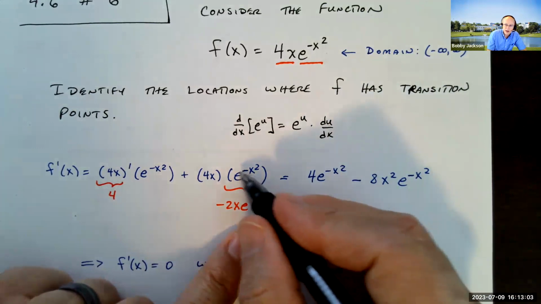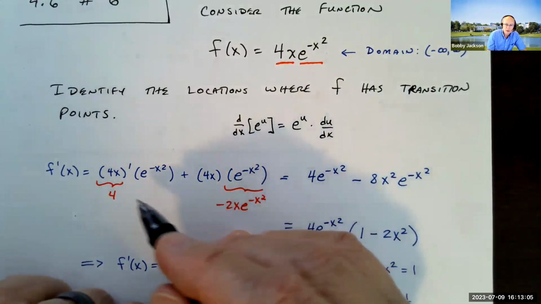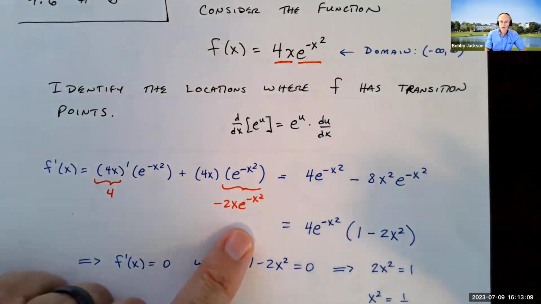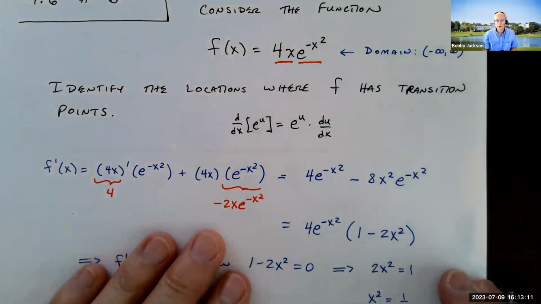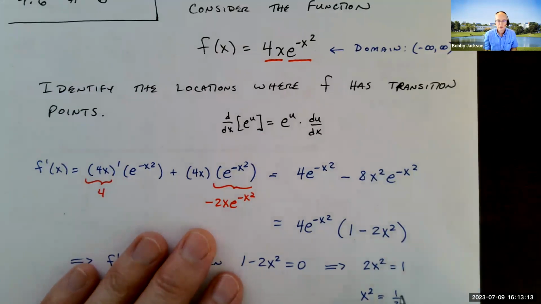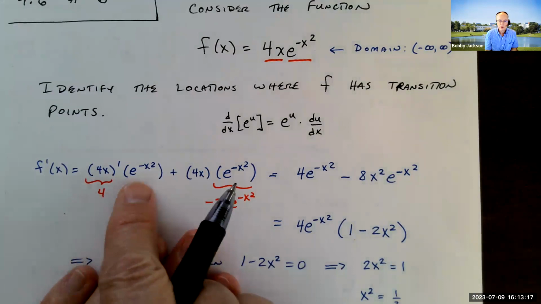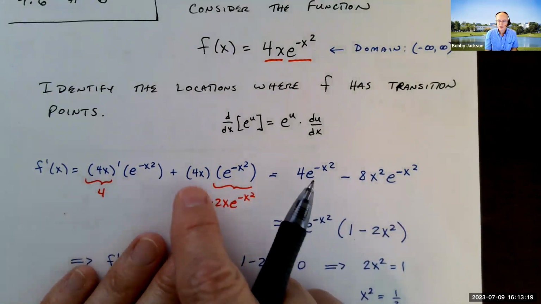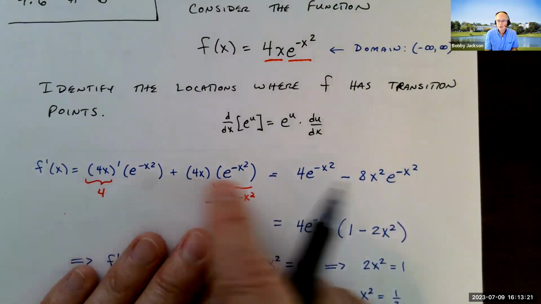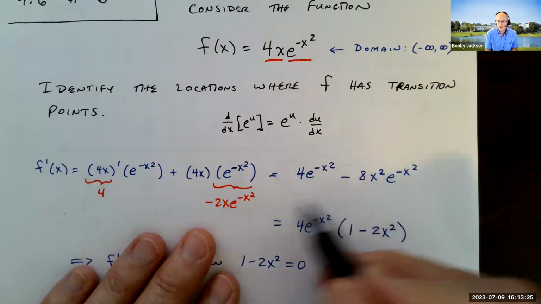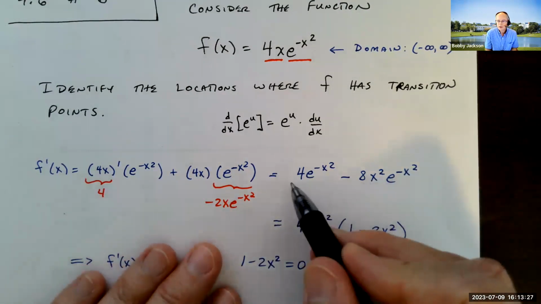Okay, so you've got to know how to do these rules: product rule, chain rule, quotient rule, and the rules for the derivatives of those trig functions and other functions. They'll come up. So we have 4 times e to the negative x squared. Here I get negative 2 times 4, which is negative 8. Notice I've got an x here and an x here, so there's an x squared, e to the negative x squared. So here's my derivative.